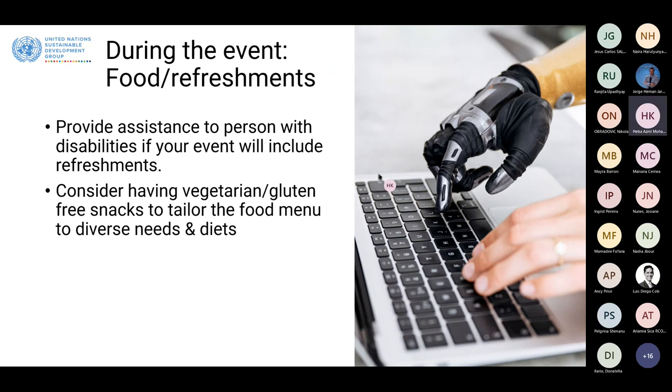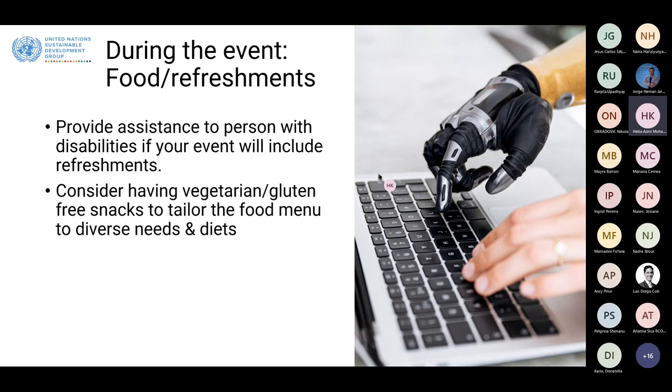Okay. So if we look at food and refreshments, if the event or the career fair is going to include any type of refreshments or food, be sure to provide assistance to persons with disabilities. Persons with physical disabilities might not be able to reach if you cannot provide accessible food and refreshment counters, so be sure to provide assistance for them to be able to reach their food. And also consider having diverse types of food like vegetarian, gluten-free, and consider any allergies that persons might have for certain substances or certain foods.